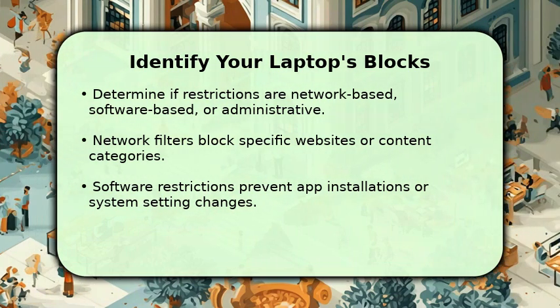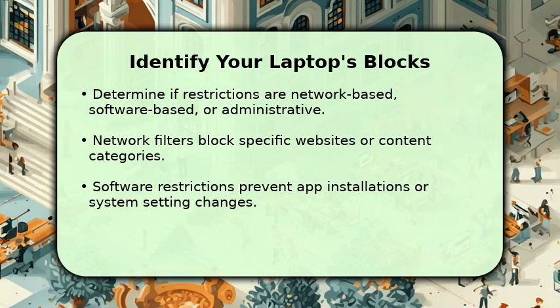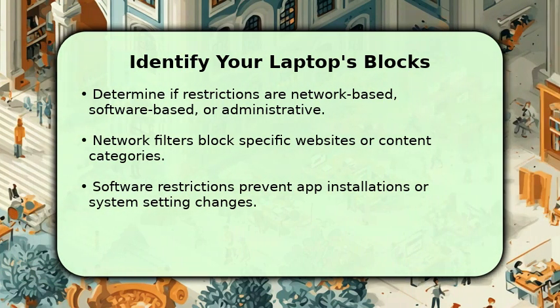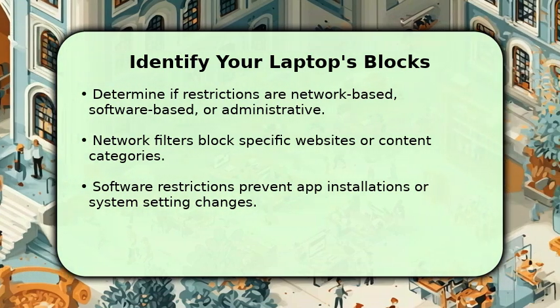For instance, a common restriction might be a content filter blocking certain categories of sites. Knowing the exact nature of the block, whether it is network or system-related, is your first key step.